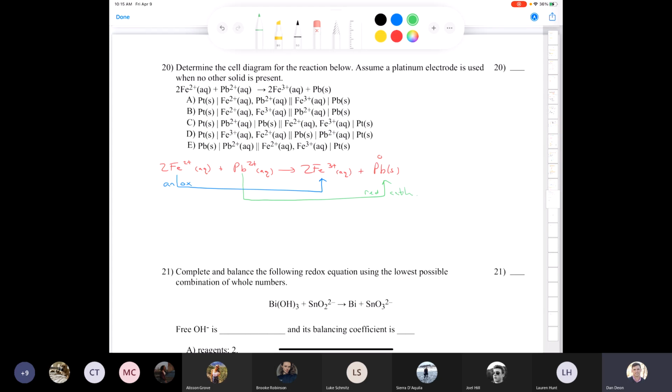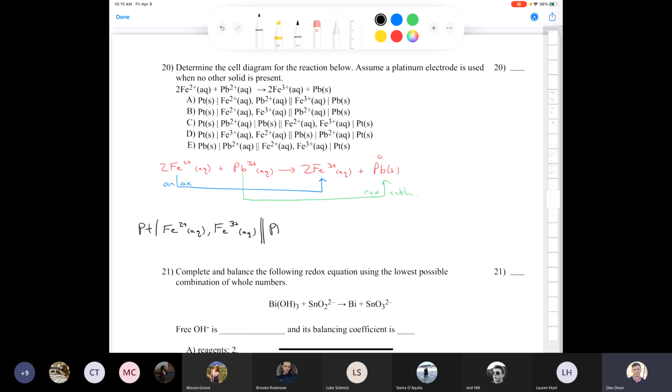So on the left-hand side, we put our anode. Now, notice that our anode goes from an aqueous solution to an aqueous solution. So we're going to need a platinum electrode on that side, right? We're going to need an inert electrode, which is platinum, which is not in the same phase as the iron 2 plus ions and the iron 3 plus ions, which make up, again, our anode. Then we have a salt bridge that's going to separate them.